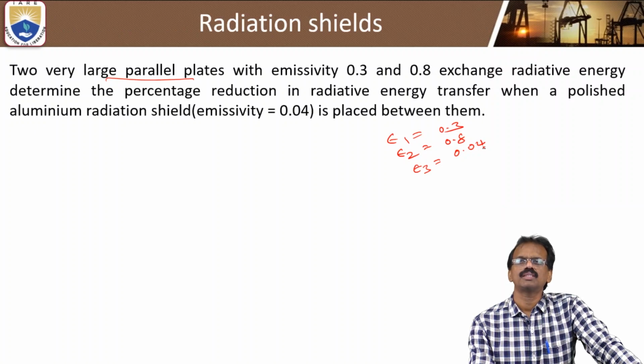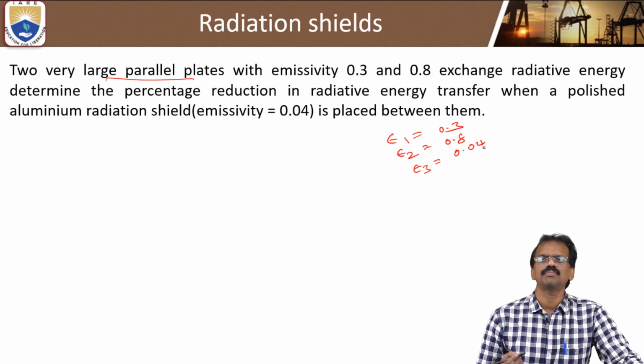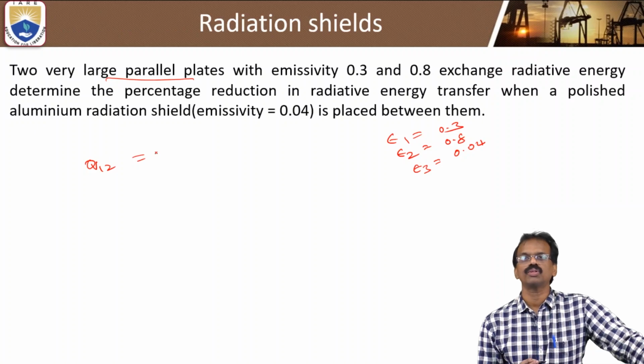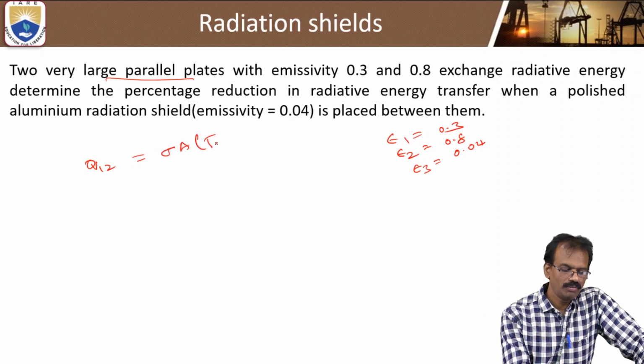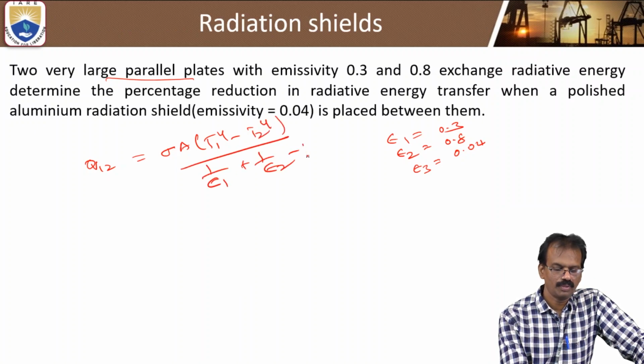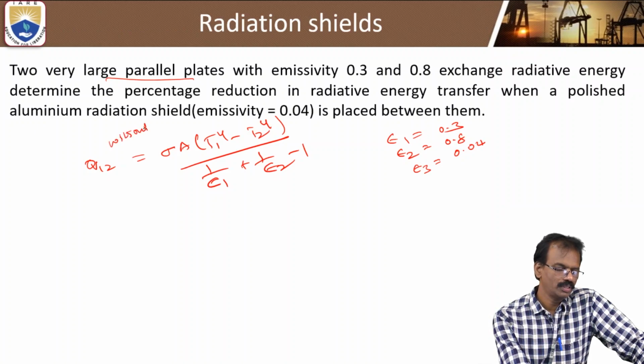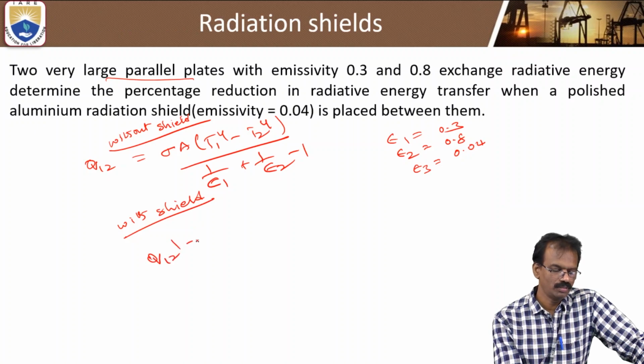Here we have to find the percentage reduction. First of all, you have to find the rate of heat transfer Q12 without shield. You know the formula: sigma A into T1 to the power of 4 minus T2 to the power of 4, by 1 by epsilon 1 plus 1 by epsilon 2 minus 1. So this is without shield. Next, you know the formula with shield, Q12 dash.